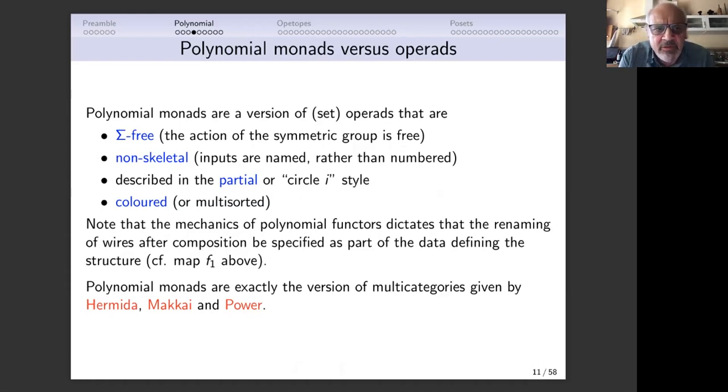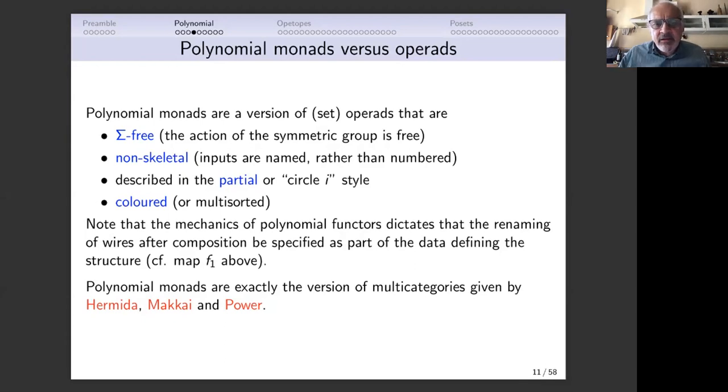Okay, so polynomial monads, I said, it's a version of operads. So for people who care about operads, they correspond to something called sigma-free operads. So it's not quite non-symmetric operads. It's not that. The action of the symmetric group is free. Okay, it's a bit subtle. It looks like non-symmetric, but actually there is an action and it's free. And it's non-skeletal, in the sense that the inputs are named rather than numbered. It's described in the partial style, which is also called the circle-i style.